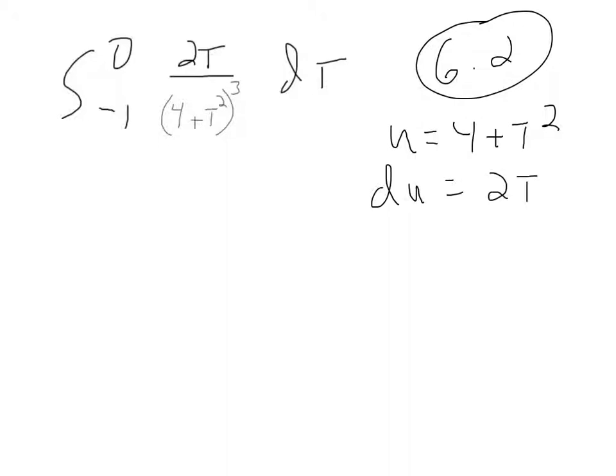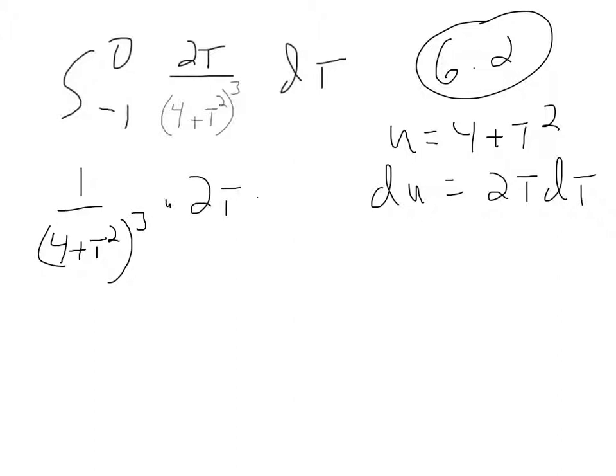equals 2t dt. And something else I should do is break this whole integral up into parts, because I know that's been giving some of you a hard time. So (4 plus t squared) cubed times 2t times dt is another way to think of this whole rational expression. Might make it a little easier. I see this 2t times dt, and that's exactly what du is.